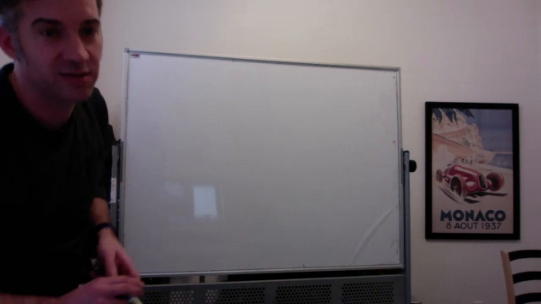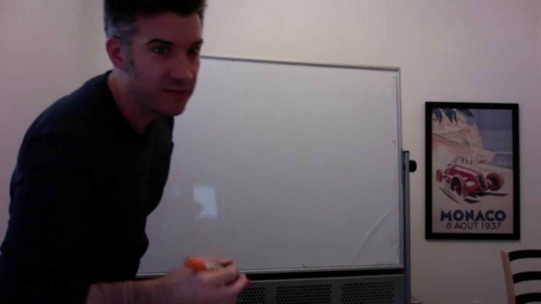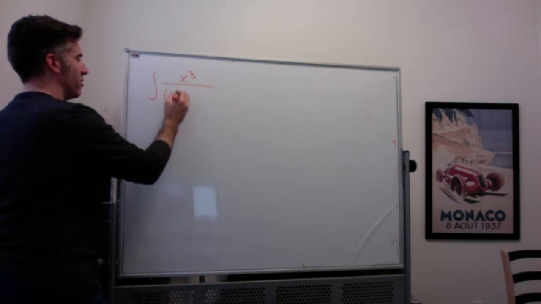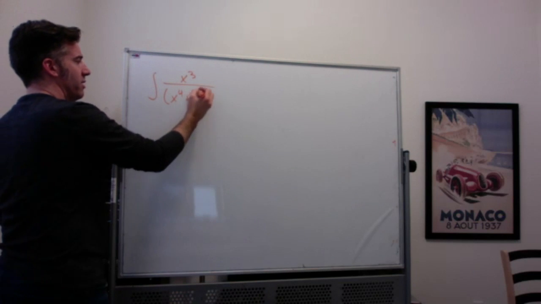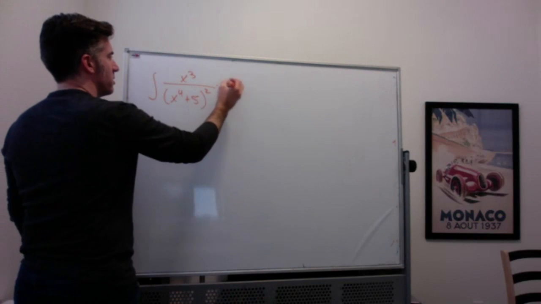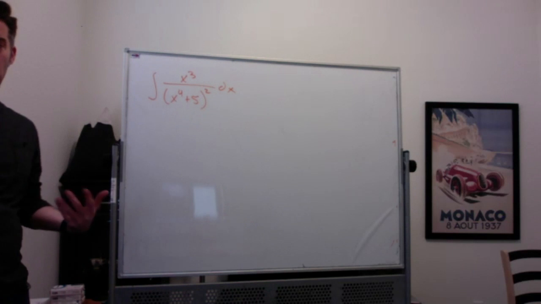So this is just a bunch of problems where you're probably going to have to do some u substitution. To me it's hard to want to do these problems because they feel like they're just screaming out the method to be used, but that doesn't mean we shouldn't do them. So here is the first problem: the integral of x cubed over (x to the 4th plus 5) quantity squared.